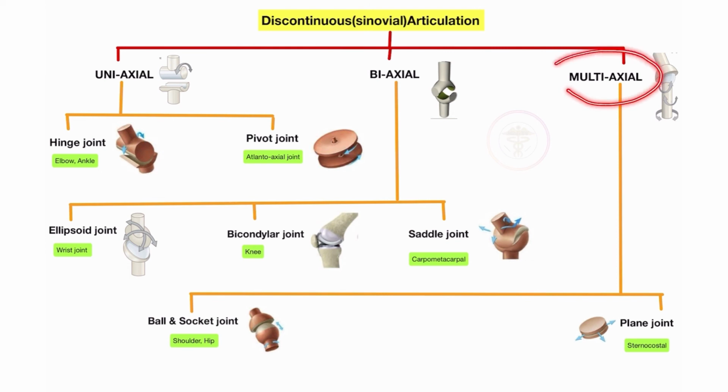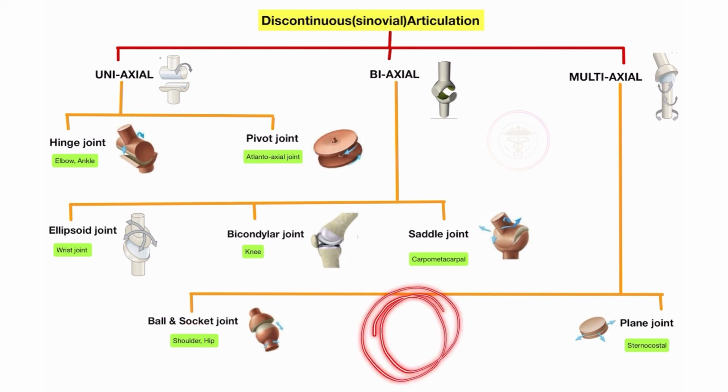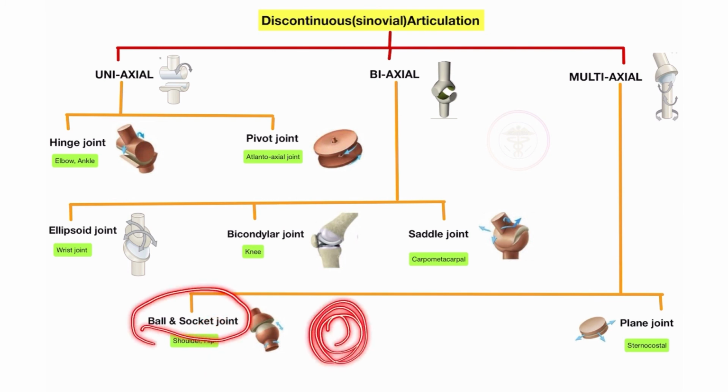Third is the multi-axial type of joint. Multi-axial type of joint is divided into two parts, mainly the ball and socket joint, which is the most important part, and second is the plane type of joint. Ball and socket type of joint is present in the shoulders. You will see the shoulder is a completely movable joint, and the hip joint is also movable. So it is a ball and socket joint. It is completely movable in all axes, so it is called multi-axial or ball and socket joint.